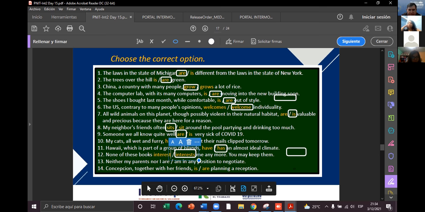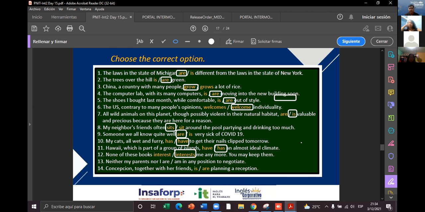No one of this book. Interesting. Neither my parents nor I am in any position to negotiate. The subject, the verb agrees with the second subject. The second subject is I.